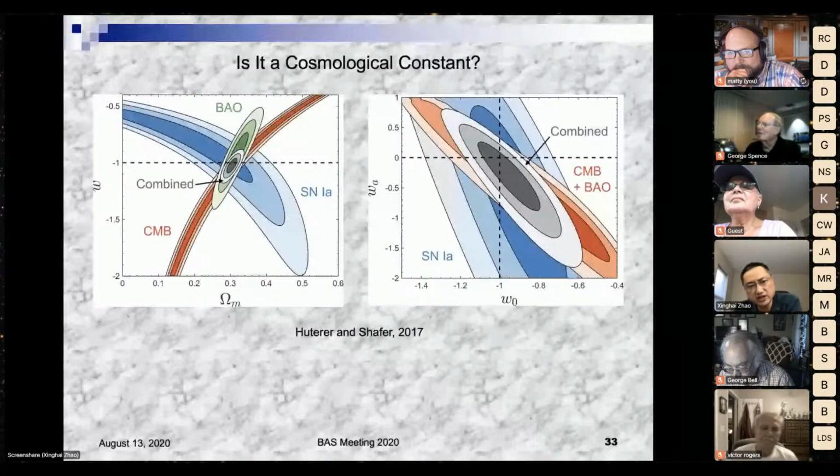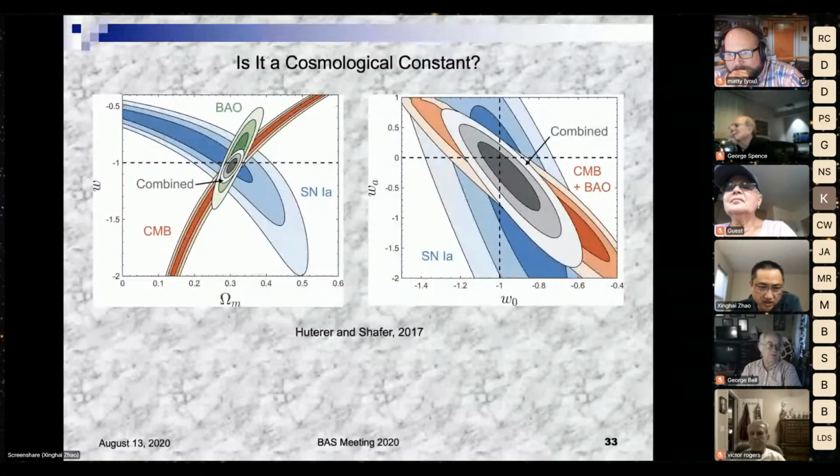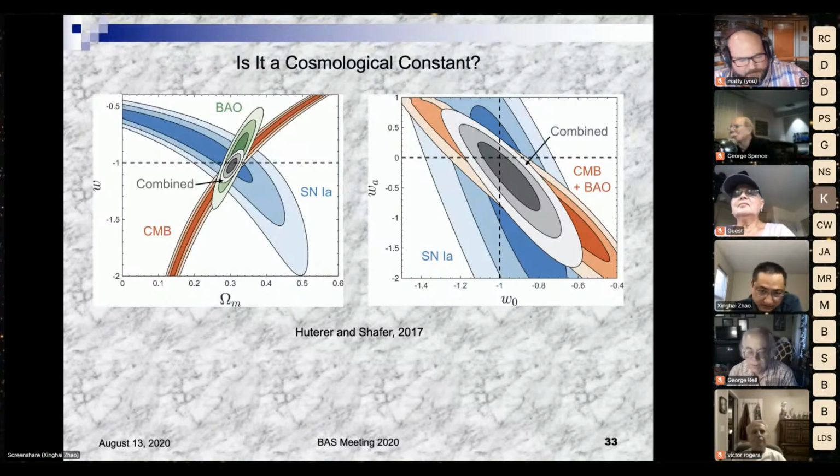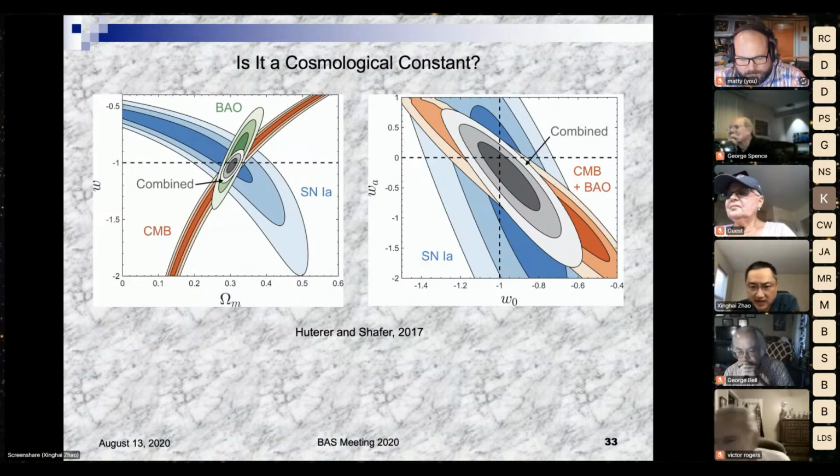Here is a 2017 paper to give us some idea. Again, I just want to explain a little bit. Omega m is the matter density. W is the so-called equation of state parameter. If it's -1, that means this is constant. In the second figure, the x coordinate is W0, and it's about -1. That means it is constant, and wa, the change of W0, is almost 0. So we do have the cosmological constant, at least from the data.